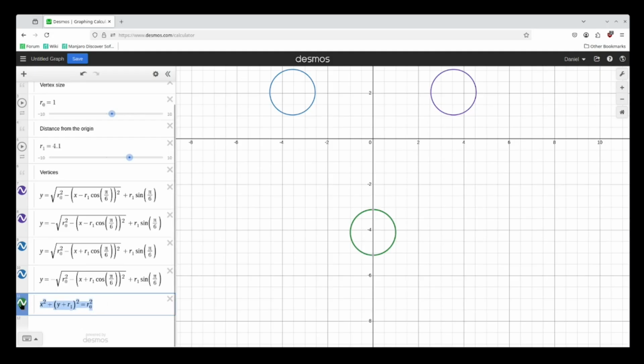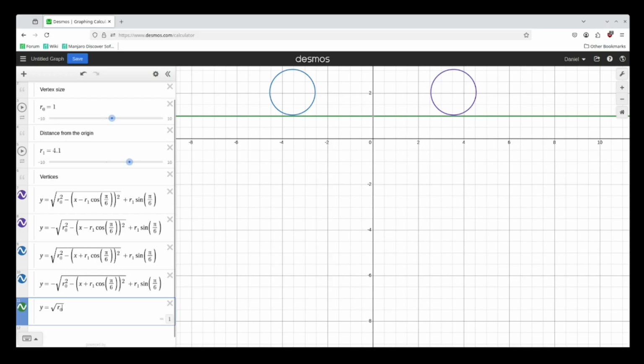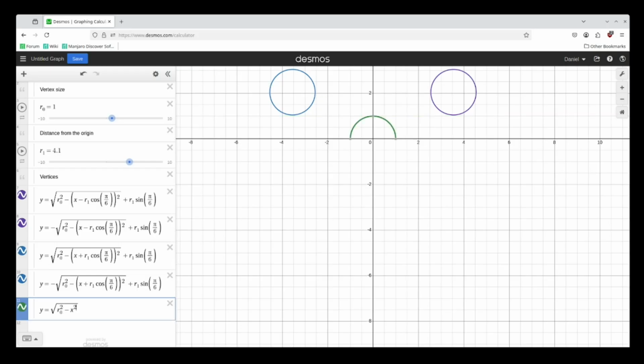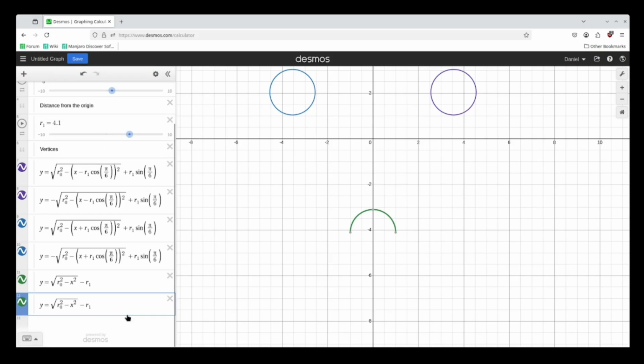Actually quite simple. Y is square root of r sub 0 squared minus x squared minus r1. Duplicate this. And let's make this negative.